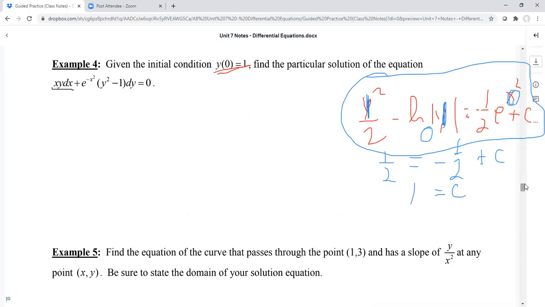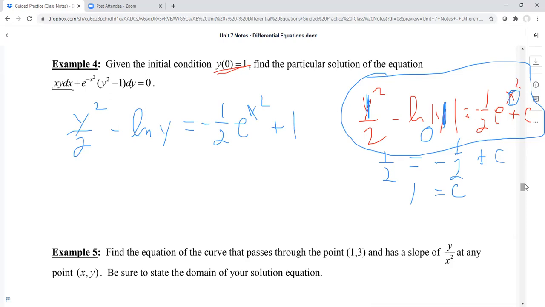Okay, almost done. There we go. So then I'm going to have y squared over 2 minus the natural log of y going to equal negative 1/2 e to the x squared plus 1. Now I'm supposed to try to solve this for y, but it doesn't look like this is going to solve very easily.